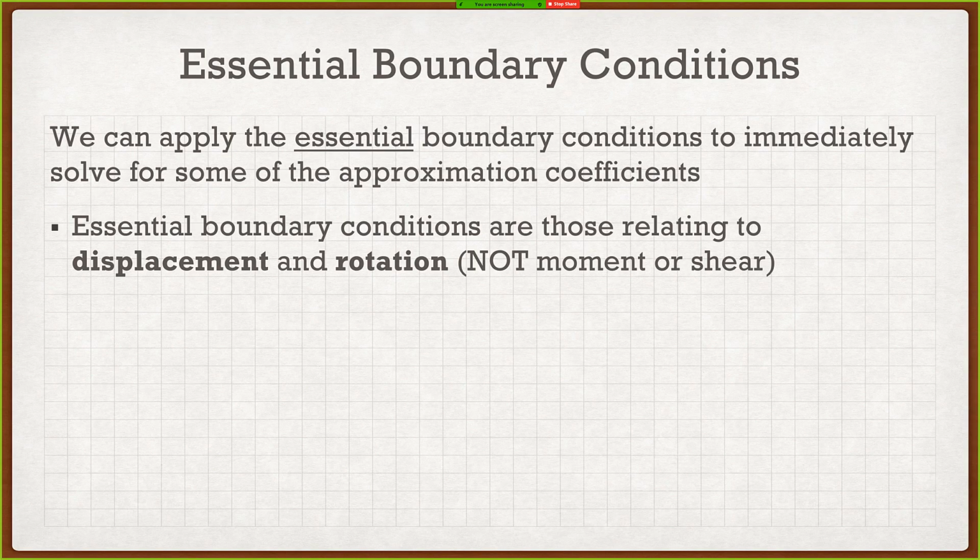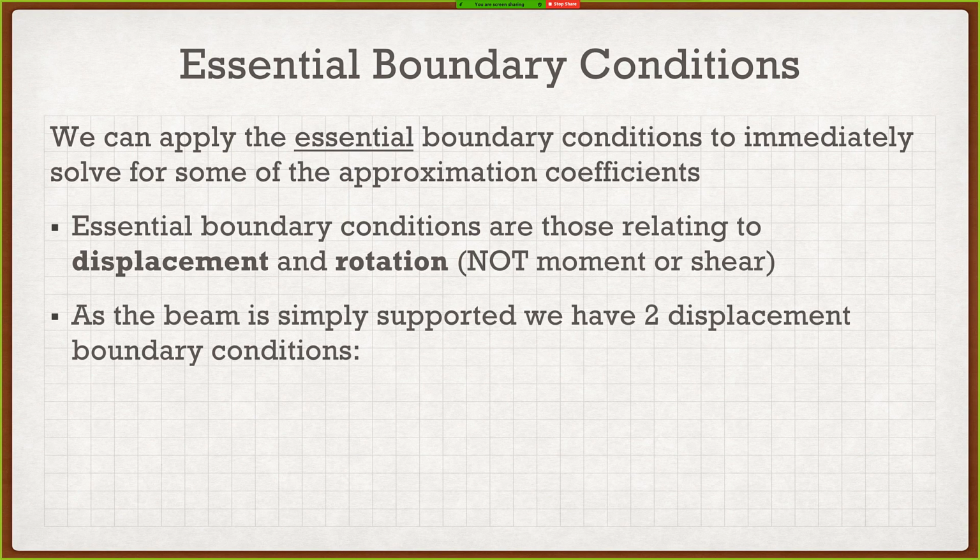So again, these correspond to displacement and rotation, not moment and shear. I know that a lot of you guys are saying, well, simply supported beam, we know the moment's zero on both ends. We don't care about that. We want displacement. So if we're looking at our simply supported beam, we have two displacement boundary conditions. We know, of course, at one end of the beam, when x1 is equal to 0, the displacement is going to be 0. Therefore, we can write out our approximation solution. Again, this is the quadratic one, not the quartic one. And we know it's going to be equal to 0.